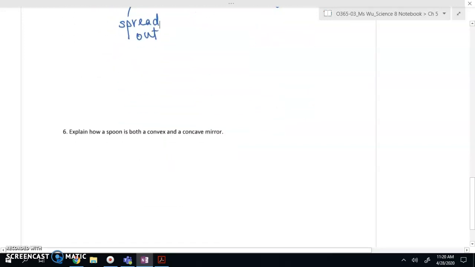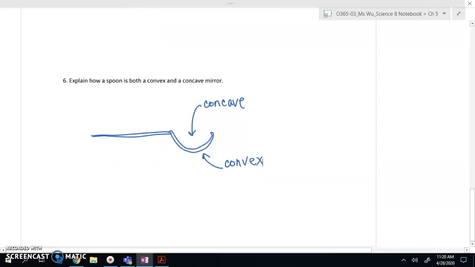Explain how a spoon is both convex and concave. So here's my lovely spoon. There we go. The inside of my spoon, where I might hold soup, would be the concave part, and the outside of my spoon would be my convex part. There we go. Is that it? I think that is it.